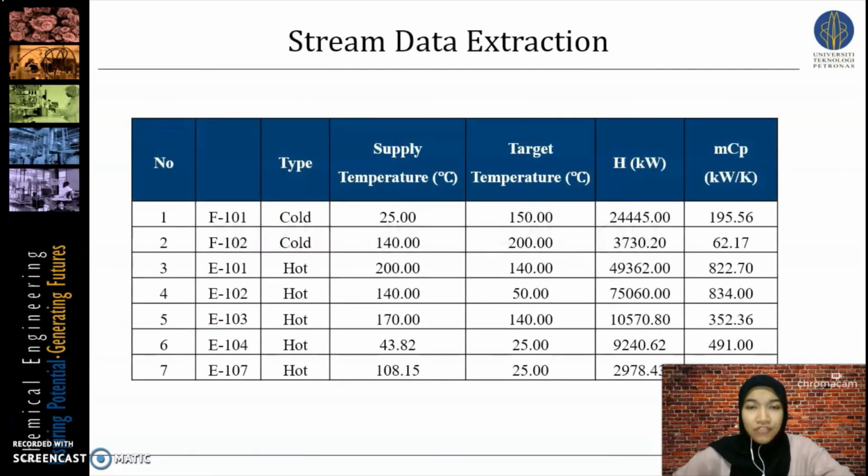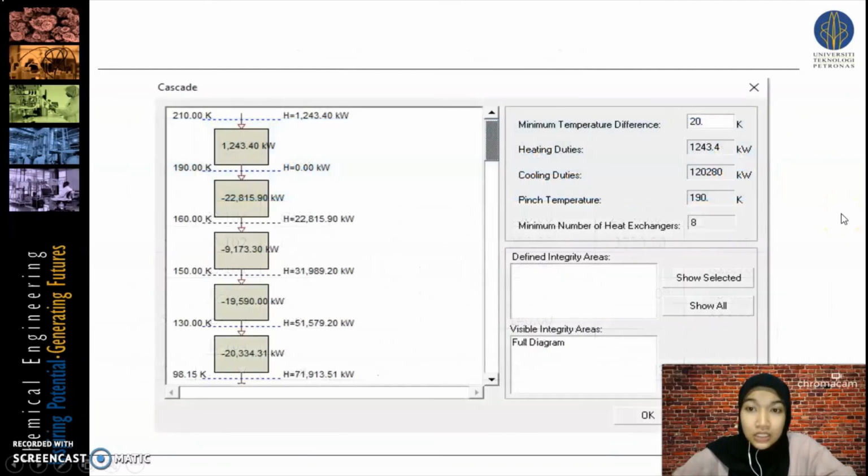This is the stream data that has been extracted from our process. We have 2 cold streams and also 5 hot streams. This data will later be inputted into the HINT software, and the software will do the pinch analysis for us, and this will be generated from the software.